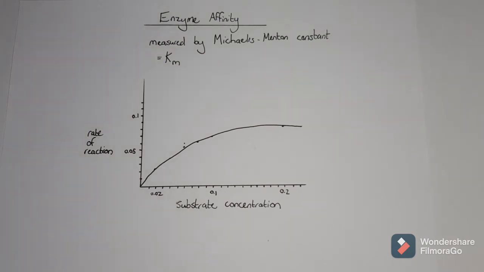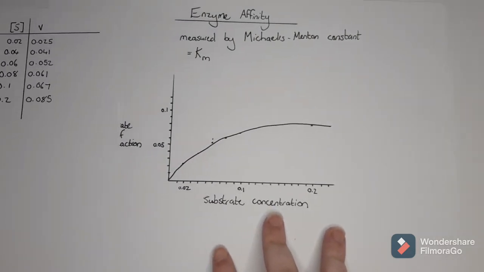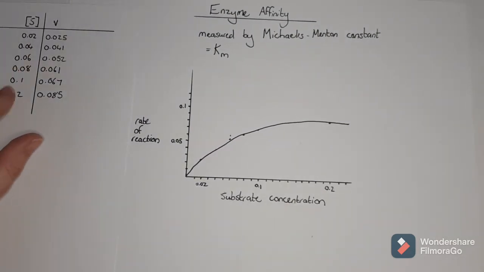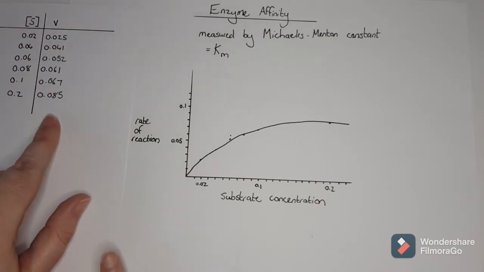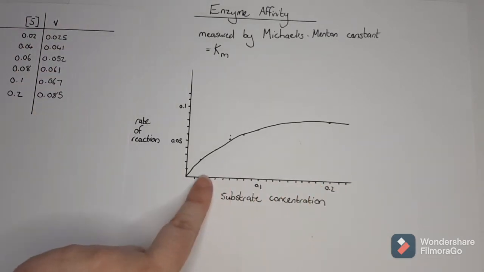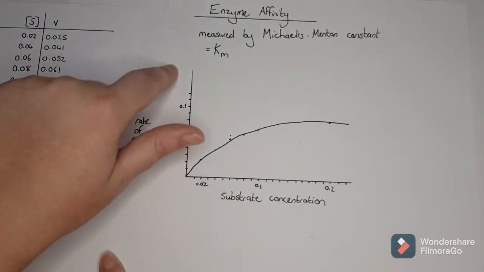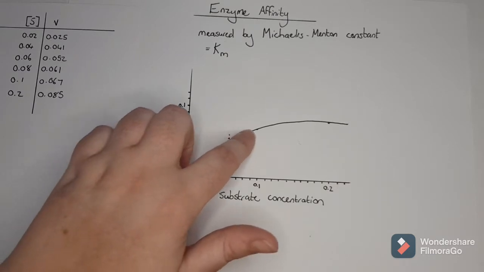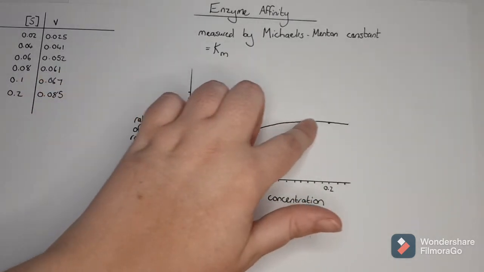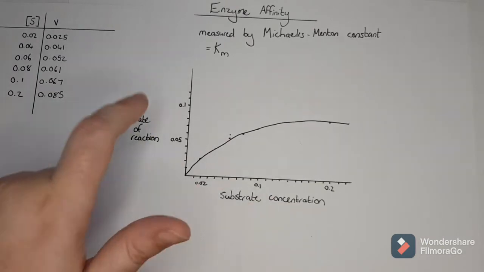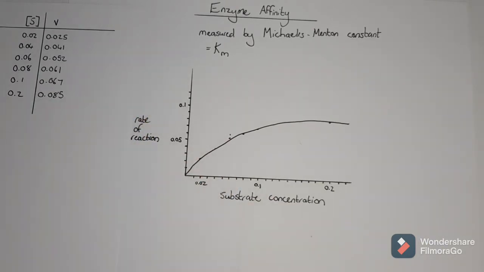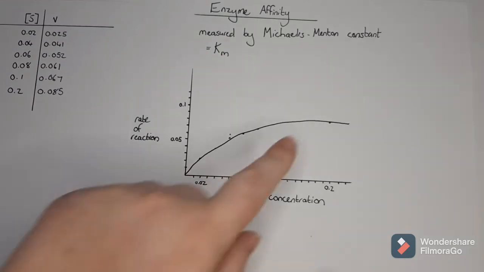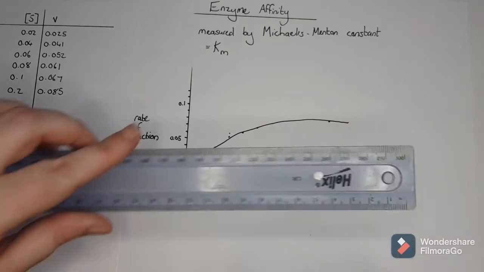So when we're going to do that, we would have a graph of substrate concentration versus our rate of reaction, and we can plot the points for substrate concentration on the x and the rate of reaction on the y. And from those values, we will always get this curve that will eventually level off.